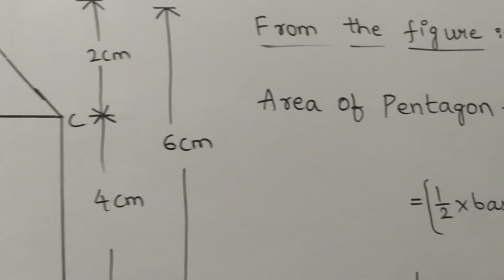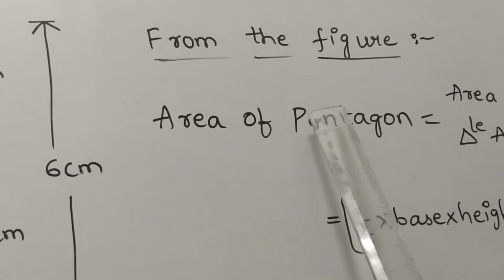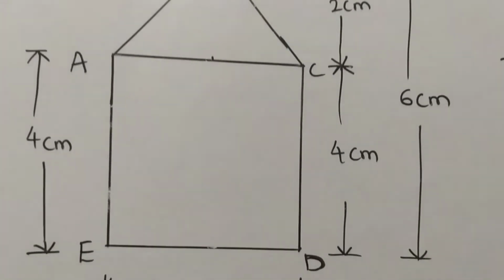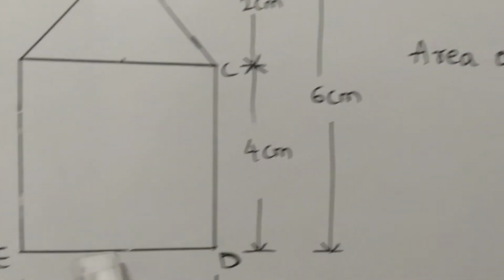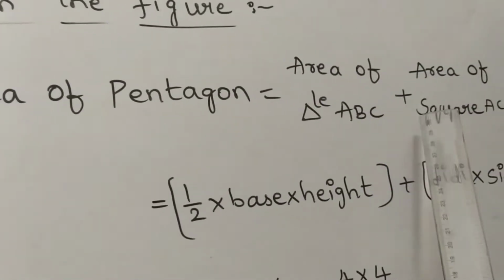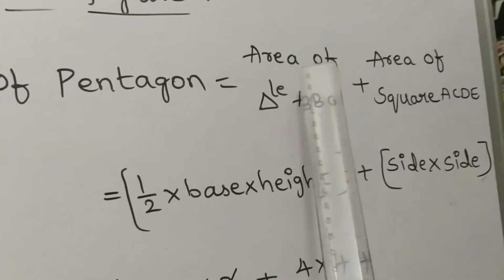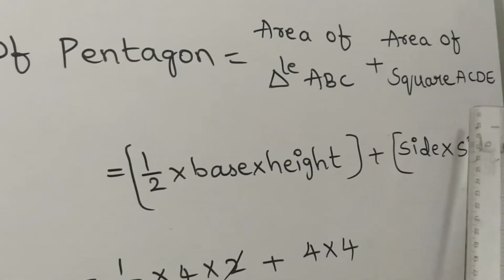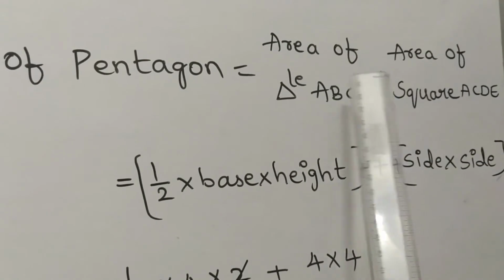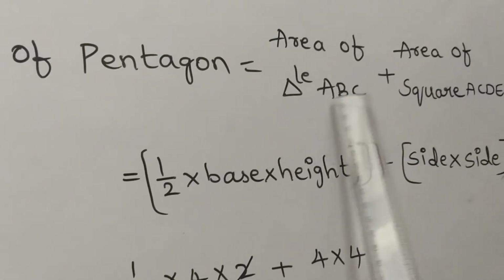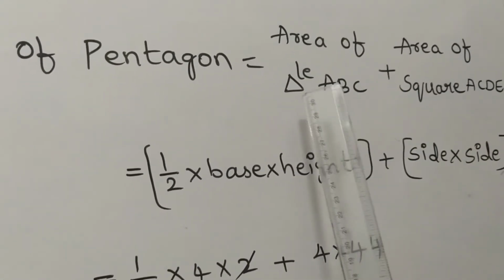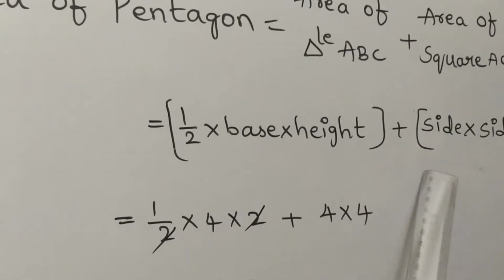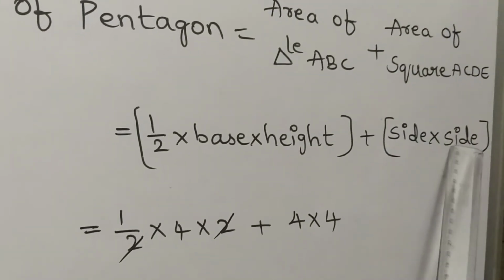So from the figure what can we write? We can write the area of the pentagon. What is the pentagon given here? A, B, C, D, E. So the area of the pentagon is equal to the area of triangle ABC plus the area of square ACDE. That is, here you have to divide the pentagon into triangle plus square. Now what is the area of a triangle? You all know this. It is half into base into height, plus the area of the square is side into side.